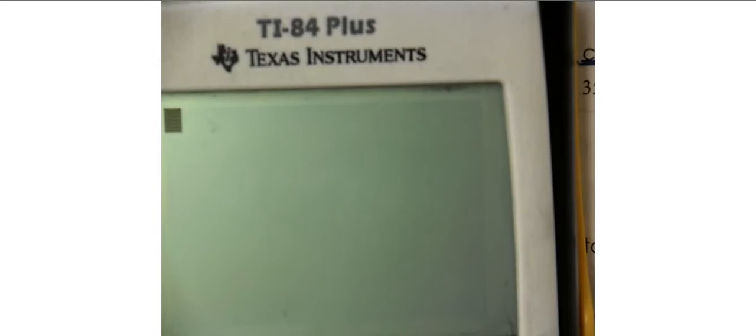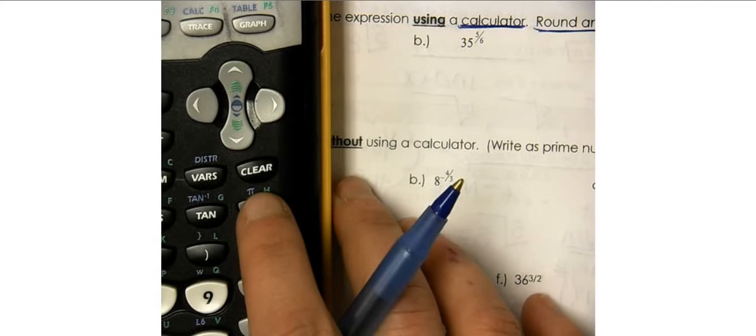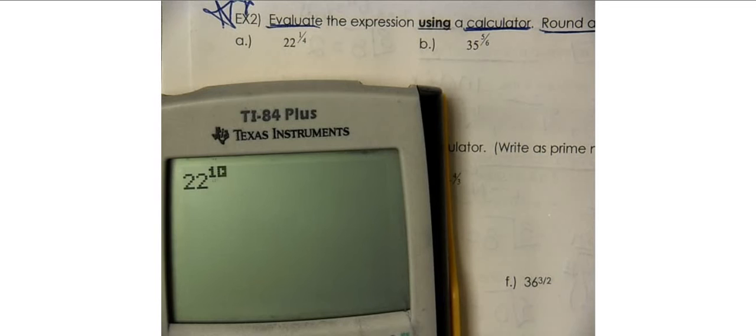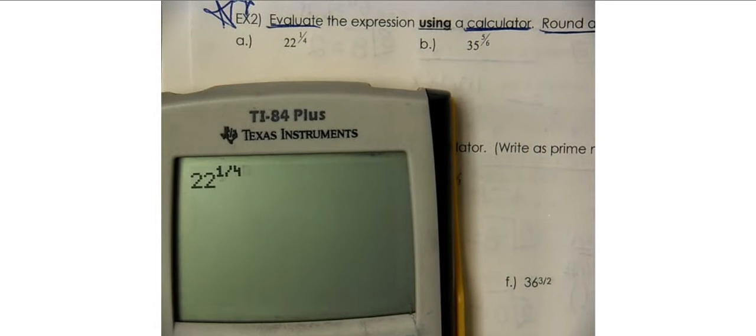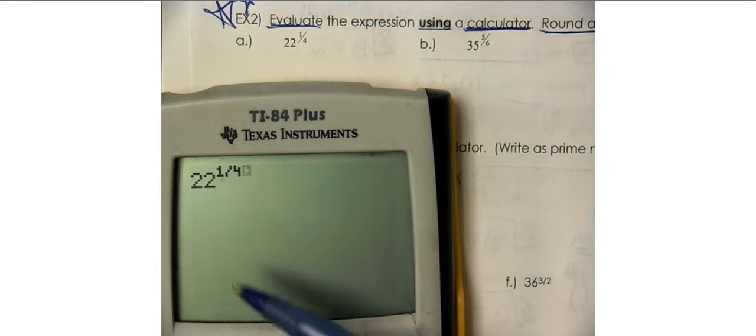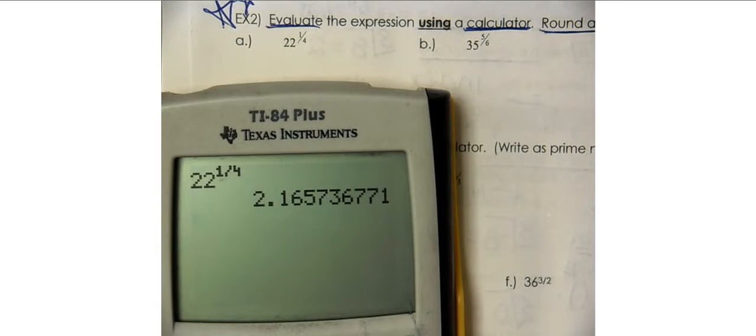And I'm simply going to go 22, and I'm going to use my caret button that's located below clear. Press that button, and I'm going to raise it to the 1 divided by 4 power. You might, depending on your calculator, need to put the exponent into parentheses. So if you have a TI-83, you might have to use parentheses to establish that that number represents the entire exponent so that you can get the answer of 2.17.